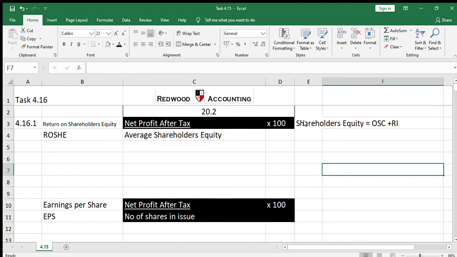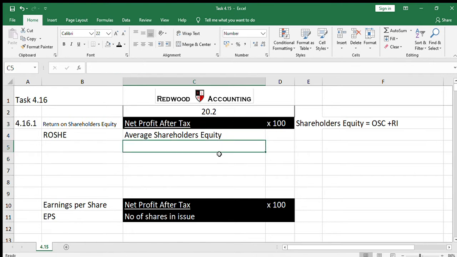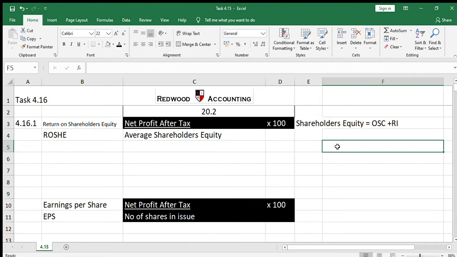The following figures were extracted from the balance sheet and we've got some information there. The first one we have to calculate in 4.16.1 is the return on shareholders' equity. So I have typed out the formula here, return on shareholders' equity, abbreviated to ROSHE. The formula is net profit after tax divided by average shareholders' equity. I put a note here on the side to remind you that shareholders' equity is equal to ordinary share capital plus the retained income.